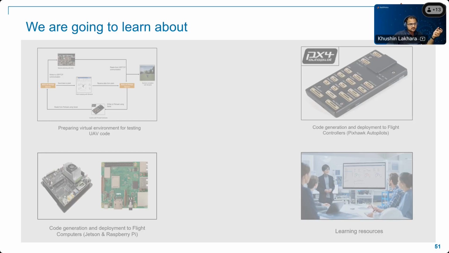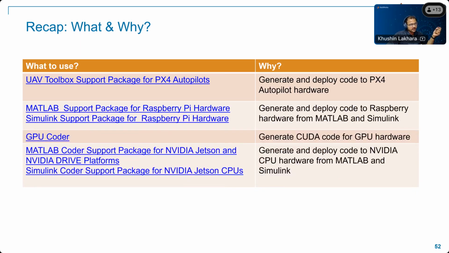And that's where we come to the end of these sessions. We have a few learning resources, but a quick recap of what we have and what we should use and why. You should use the UAV Toolbox support package for PX4 Autopilot, especially to generate and deploy code to PX4 Autopilot hardware. We also talked about various hardware which are used for this purpose. Using the MATLAB support package and Simulink support package for Raspberry Pi hardware, you can generate and deploy code for the Raspberry Pi. Similarly, GPU Coder is available for CUDA code generation for Jetson hardware. These are the hardwares, and these are the support packages you can use.